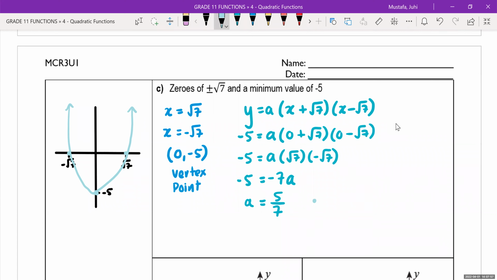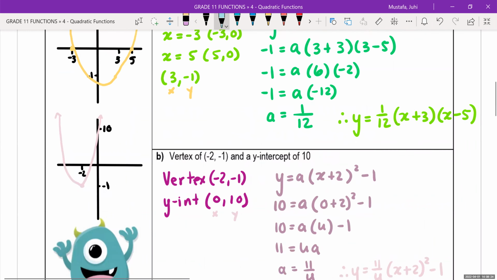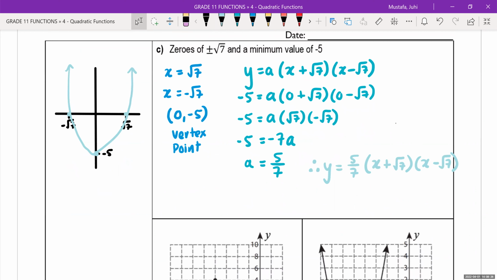Did anyone try doing this question with vertex form? If you didn't and you want extra practice, you could go ahead and try it. You could pick (0, -5) as your vertex, and then pick one of the points, like one of the x-intercepts, and solve it. Now, if you guys have done handout A, actually, I'll pause right here. Sarah, go ahead.